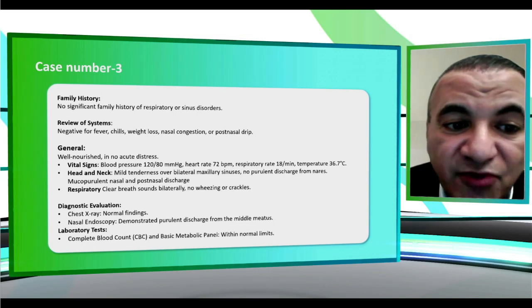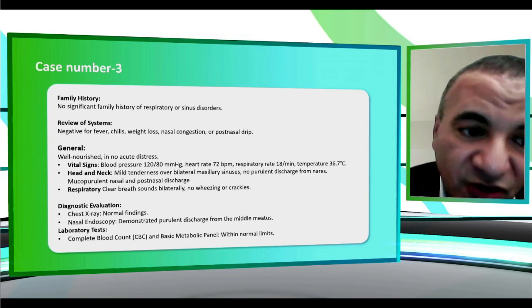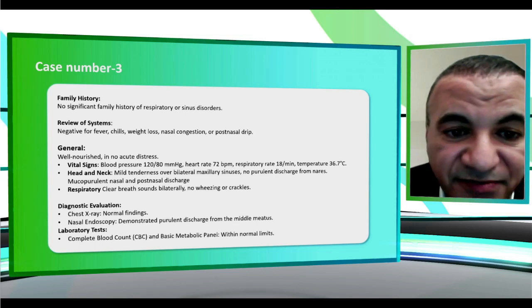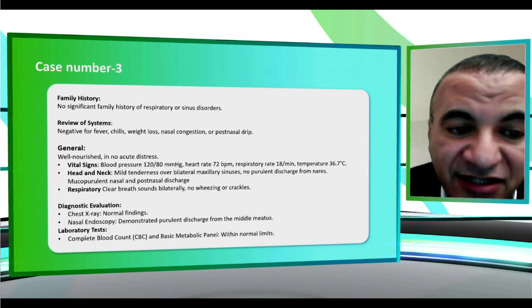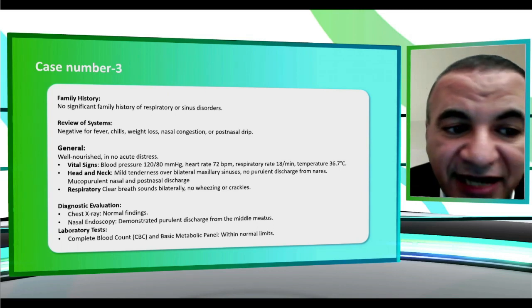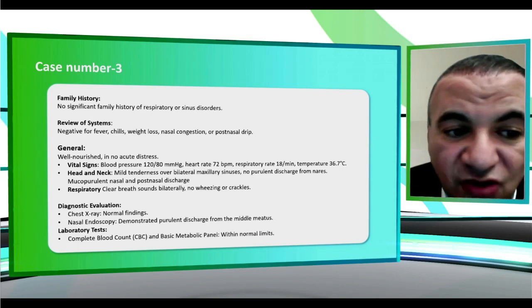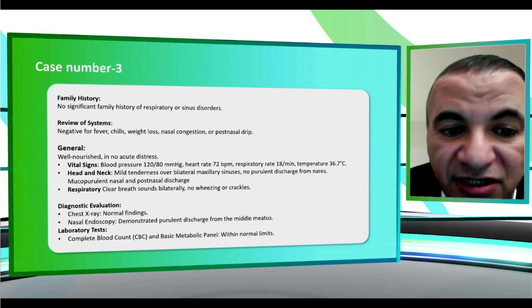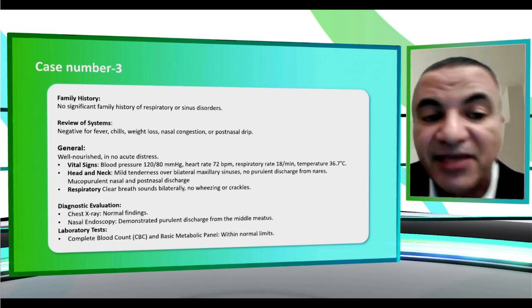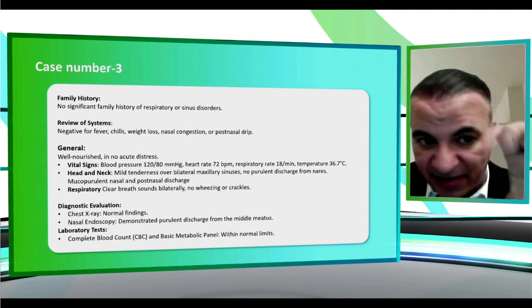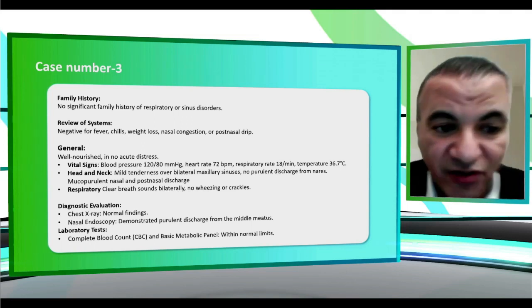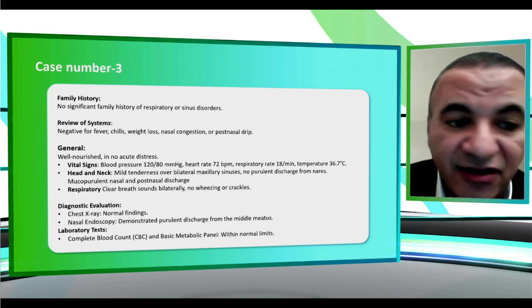There is mucopurulent nasal and postnasal discharge. There's no necessity to find discharge in the nares, but there is mucopurulent postnasal discharge. Respiratory: clear breath sounds bilaterally, no wheezing or crackles. Chest X-ray is normal. Nasal endoscopy demonstrated purulent discharge from the middle meatus. By the way, in some cases when you examine them clinically with just rhinoscopy, you don't find anything. Then when we go with the endoscope, we will find that there are a lot of findings.